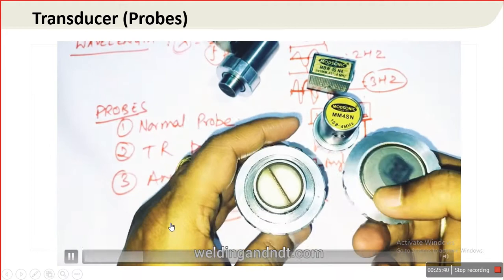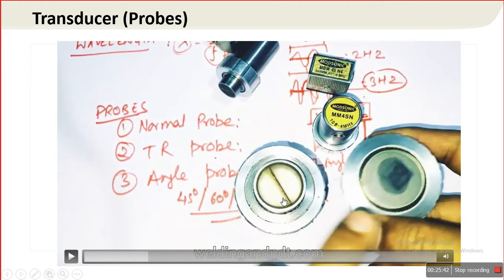If you see this next probe, it is a TR probe. See the difference in the face of the probe. Here you find one partition. This is the partition because two different piezoelectric elements are placed inside the probe. One is a transmitter and another is a receiver. So in the normal probe only one crystal is used. In a TR probe or dual crystal probe, two different crystals are used inside the probe.